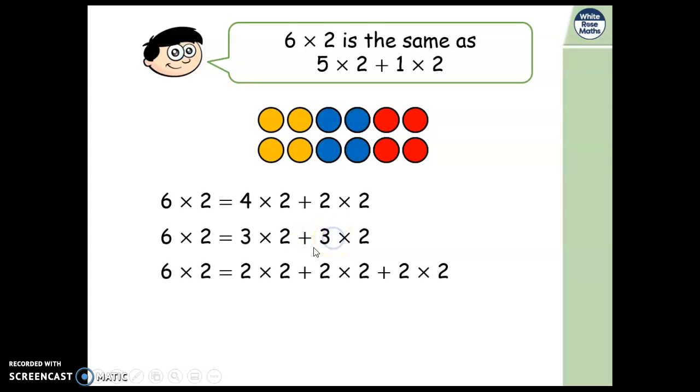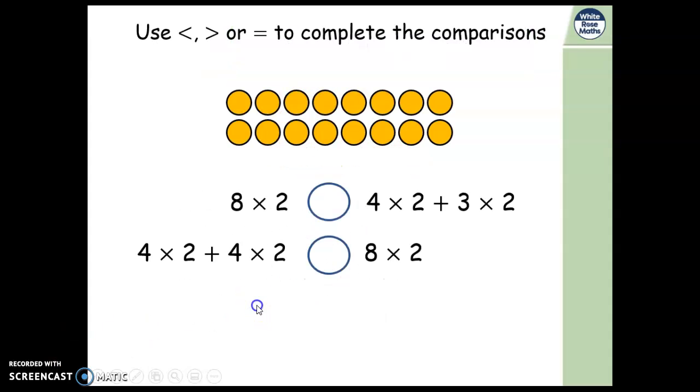Yep. 6 times 2 is the same as 2 times 2 plus 2 times 2 plus 2 times 2. If you actually work these out, 2 times 2 is 4, add 2 times 2 is 4, add 2 times 2, which equals 4. 6 times 2 equals 1 times 2, plus 2 times 2, plus 3 times 2.